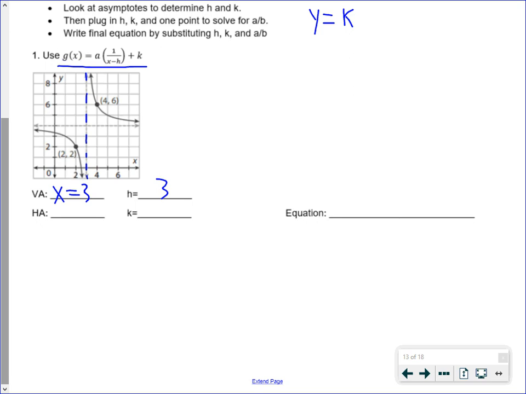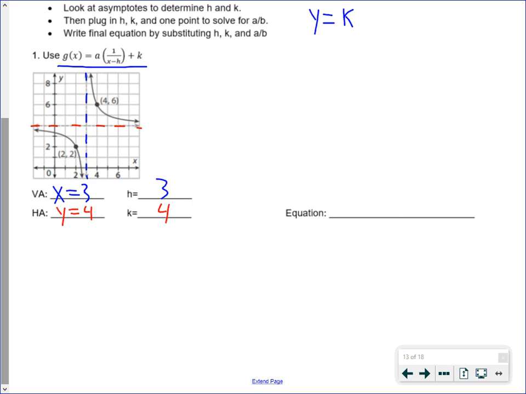Our horizontal asymptote is this asymptote right there. It's the one that's horizontal, the one that goes left to right. And the equation for that one is y equals 4, right? Every single point on the asymptote has a y value of 4. So that means the equation of the line is y equals 4. And our horizontal asymptote is going to be in the form y equals k. So if our equation for this asymptote is y equals 4, that makes our k value 4. So we have our h and our k term.